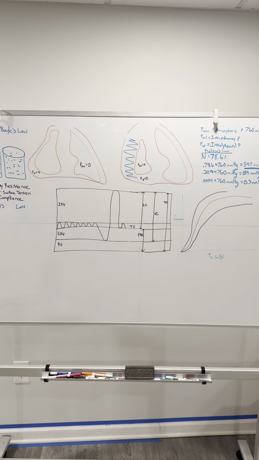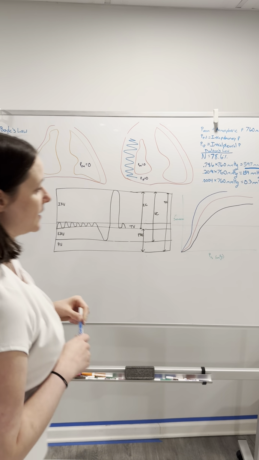But for carbon dioxide, about 70% is transported as bicarbonate ions. 23% is carried by hemoglobin. After it drops off some of the oxygen, there's space for the carbon dioxide to bind to the hemoglobin. And 7% is dissolved within the plasma. Okay, so now let's talk about this graph here.